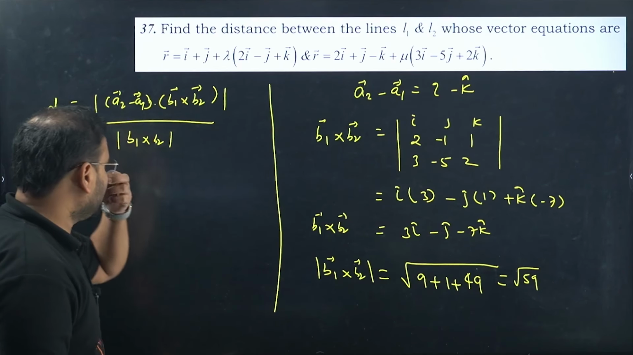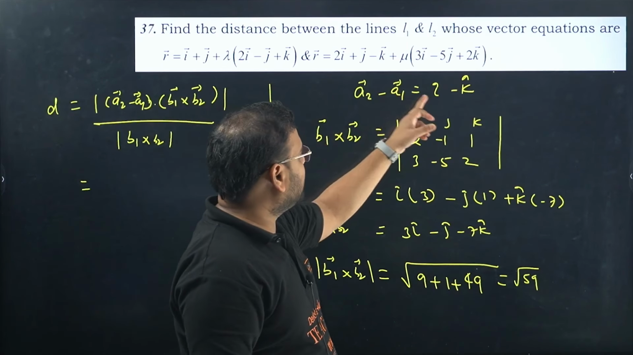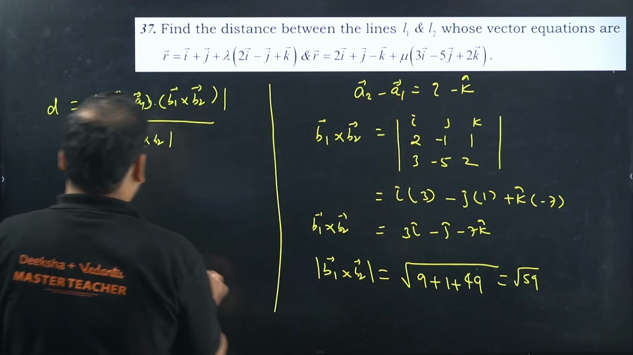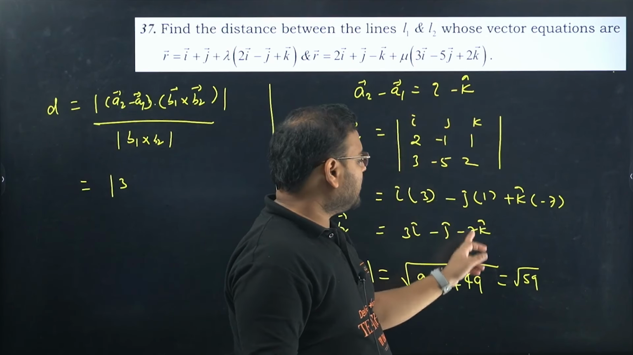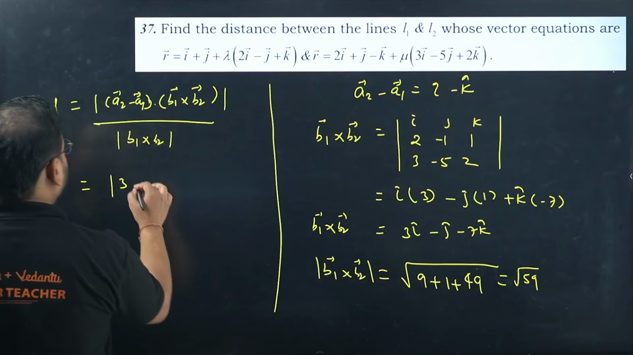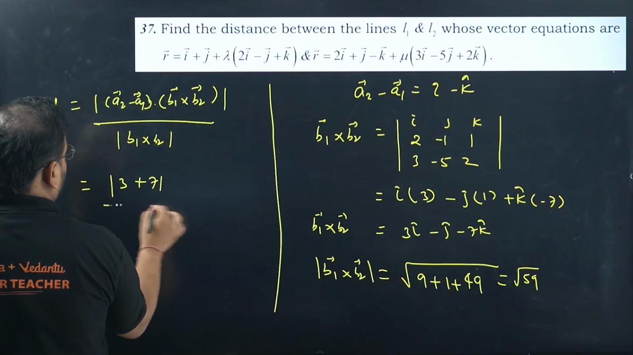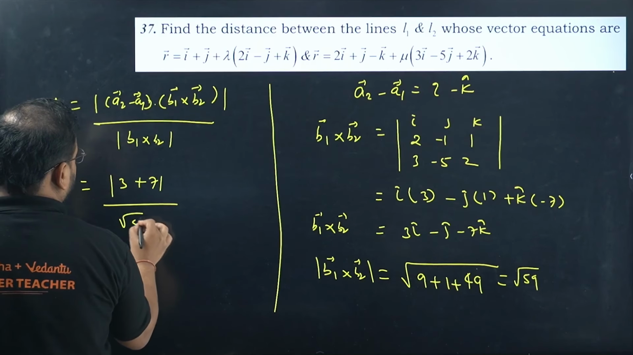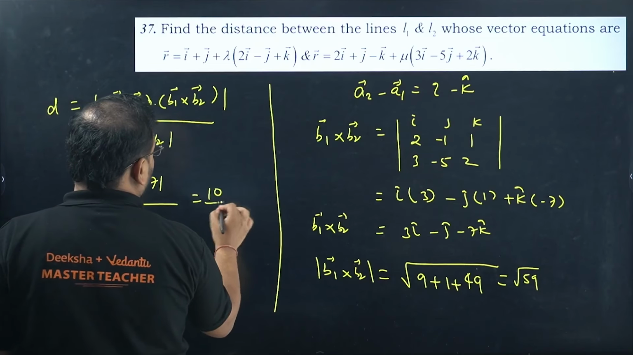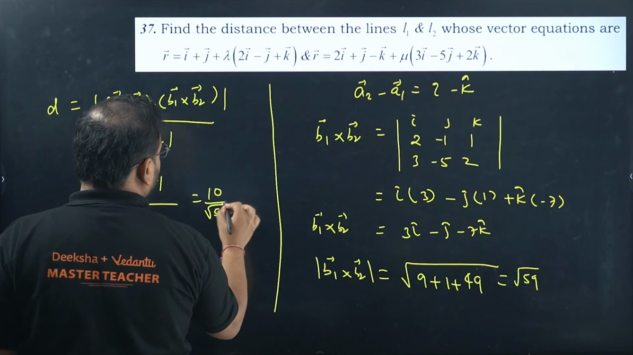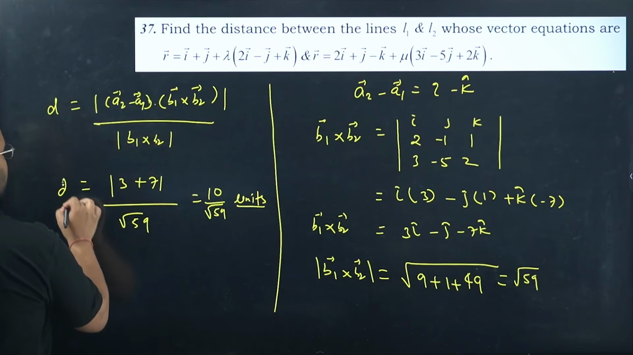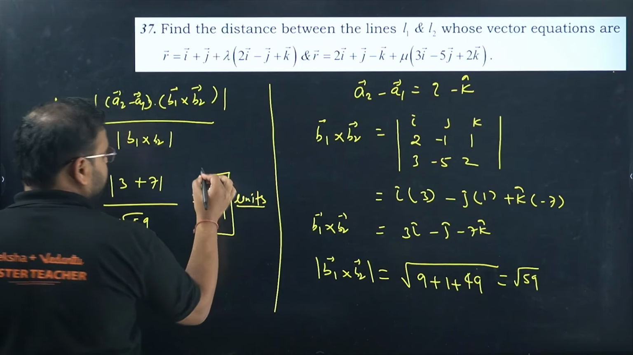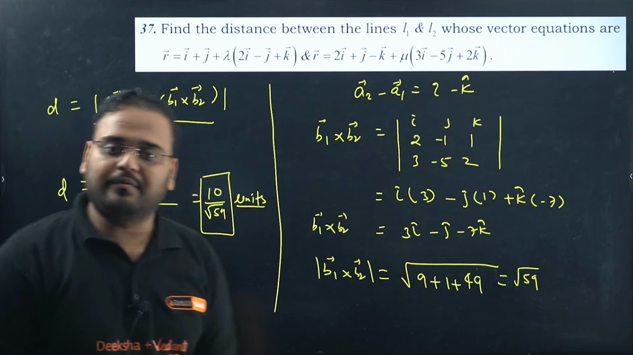Okay, let's try this now. Dot of this with this, so we get I dot 3i will be simply 3. Same way, minus k dot minus 7k will be plus 7. Okay, and this is nothing but 59. My answer is nothing but 10 upon root 59. It is a length, so units. That's my result. Okay, 10 by root 59 is the answer.